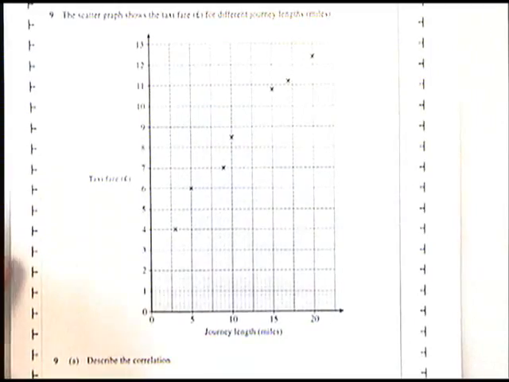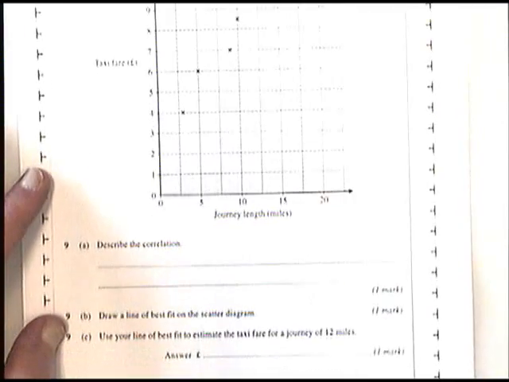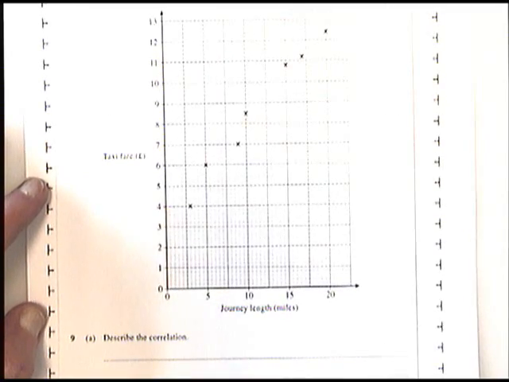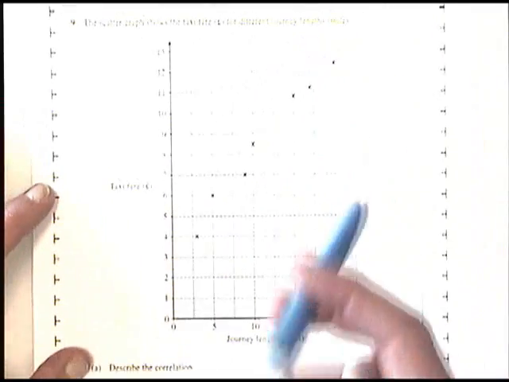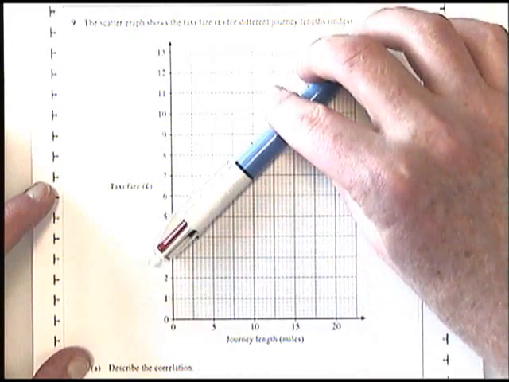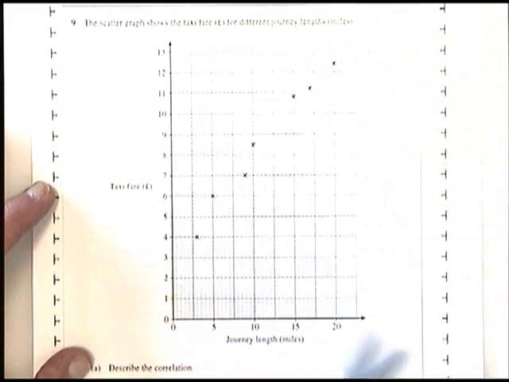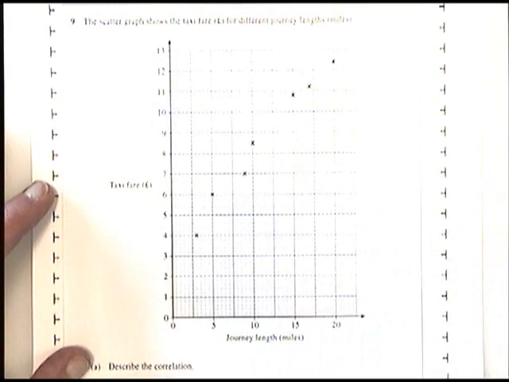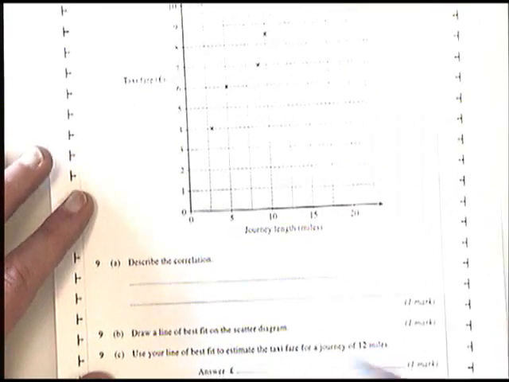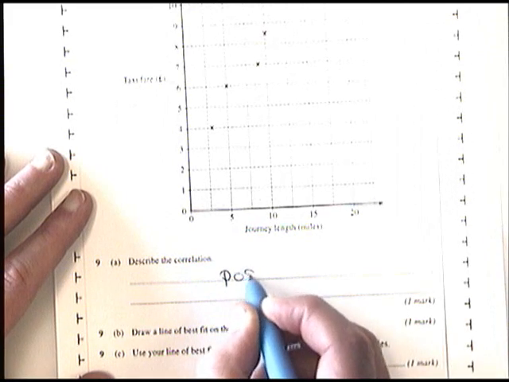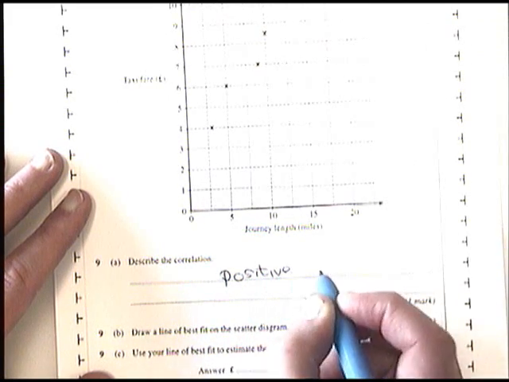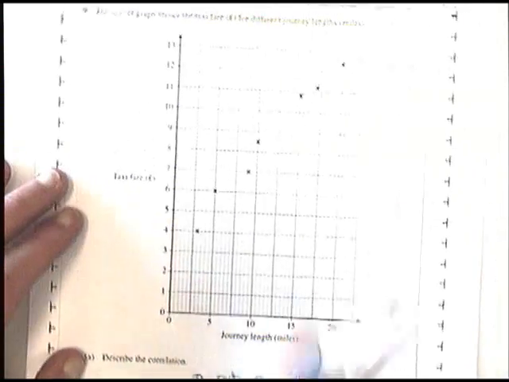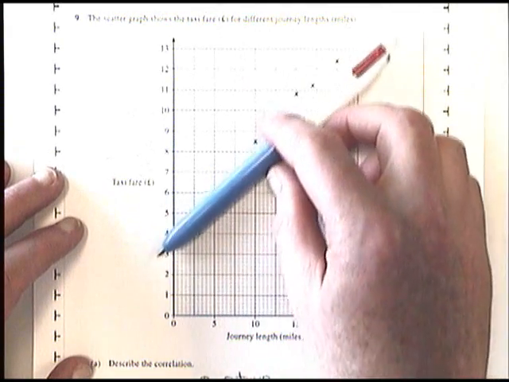If you're ever asked to describe correlation, you need to write down either positive or negative. If it's going uphill, and if you put a line through there, it will sort of be going uphill that way, it's positive. If it was going downhill, it would be negative. So when it asks you here to describe the correlation, if you wrote down positive, you will get that 1 mark. So uphill, just write down positive.